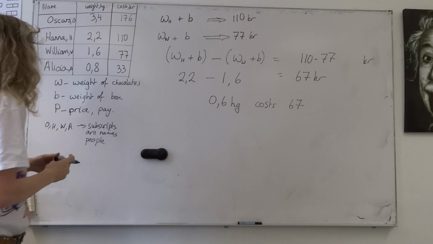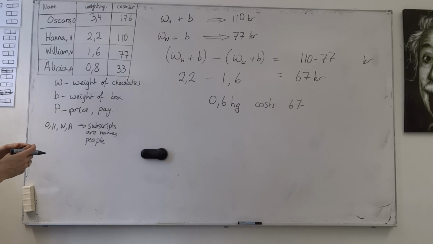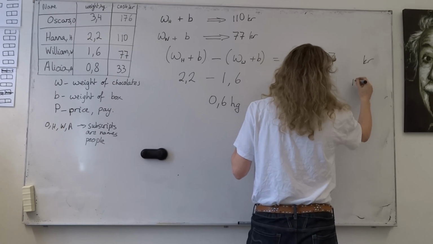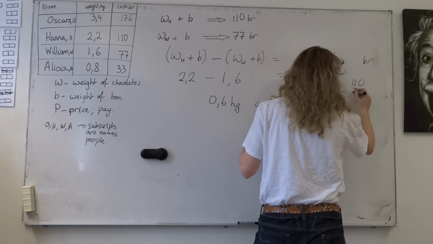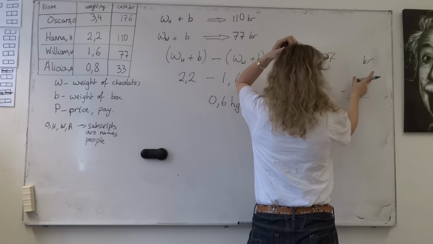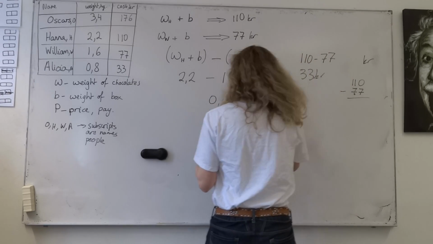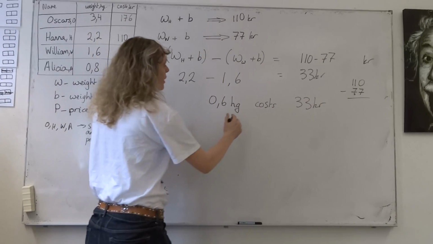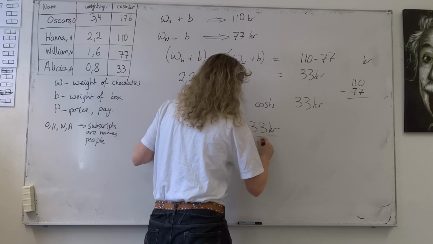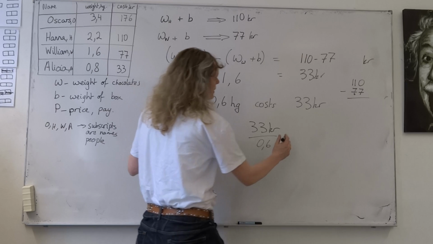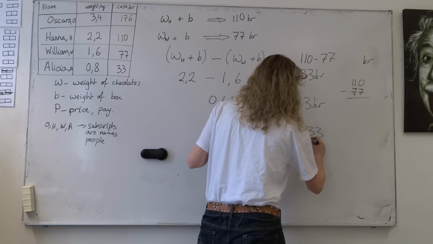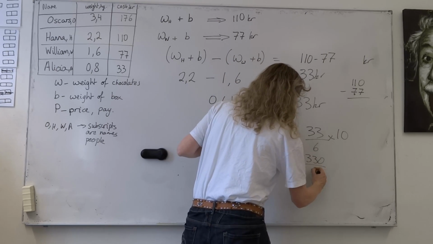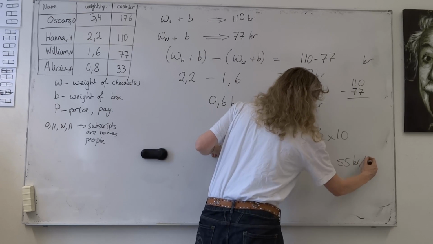Have I got the right numbers here? No, it doesn't look right. 110 minus 77, and 67. No, it isn't. It is 33. Kronas. Costs 33 kronas. So to get what 1 hecto is, we get 33 kronas divided by 0.6. 0.6 is the same as 6/10, so we get 33 divided by 6/10, which is 330 divided by 6, which is 55 kronas per hecto.